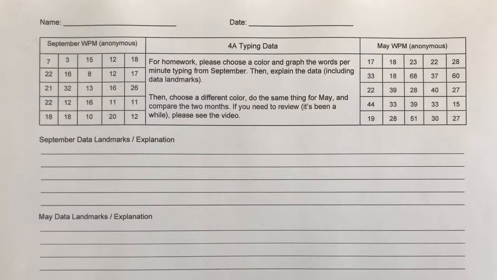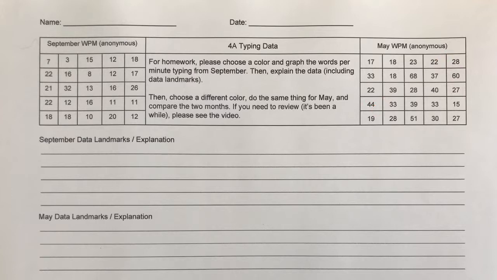Okie dokie, we are going to look at our own 4A typing data, and this is our words per minute in September, and this is our words per minute in May, and we're going to compare the two sets of data. And if you remember your last typing test on typing.com, you can probably recognize which one is yours, even though this is anonymous. It doesn't say who is who.